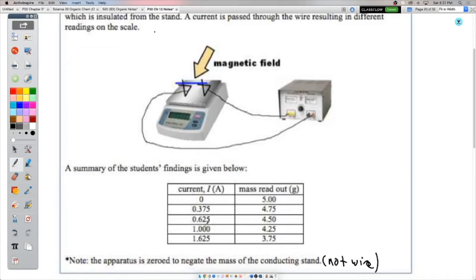Now, what happens as we increase the current? Well, the mass readout decreases. Of course, the mass of the wire isn't decreasing, right? What is decreasing is the net force pushing down on the scale so that it gets a smaller and smaller mass reading, okay? So thinking about that, which way must our magnetic force be going? Well, if it's going to decrease the net force downward, it must be acting against gravity upward, right? So Fm must look like that when it's applied.